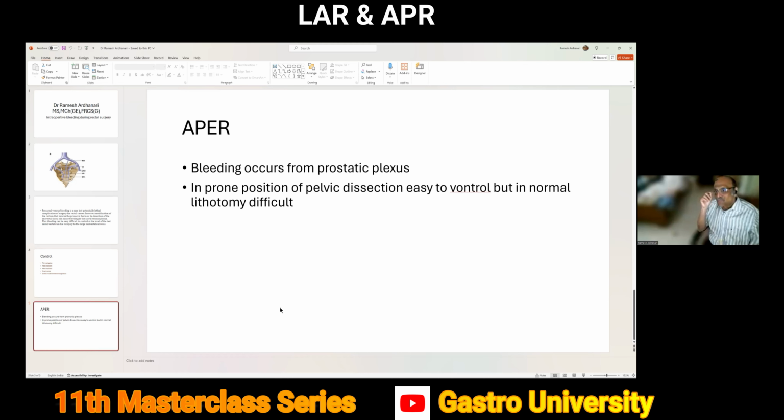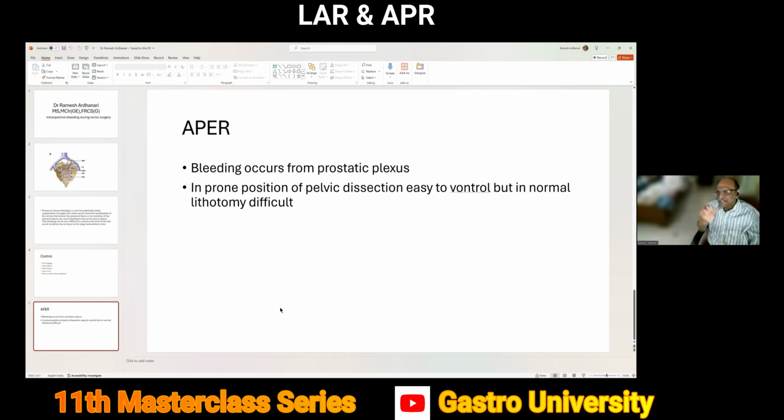But the most important thing that has occurred in the last 10 years, in my opinion, is the use of the prone position. We did it for extralevator APRs. Now we do it for all APRs. The bleeding in an APR is always from the prostate, from the posterior wall of the prostate. When that fascia gets infiltrated by the tumor, if you have gone in the wrong plane, you will get a lot of bleeding and it keeps oozing.